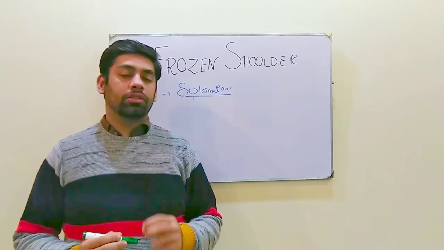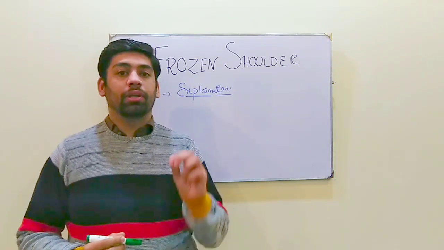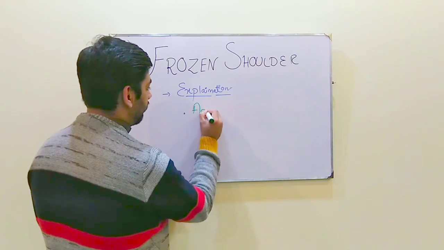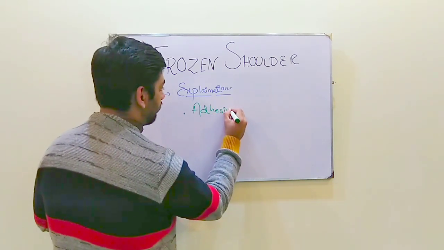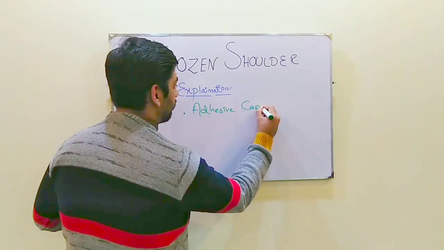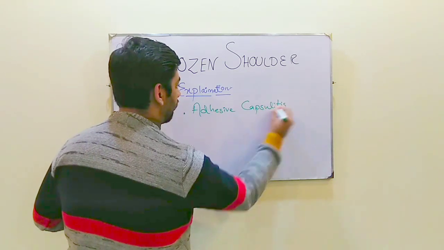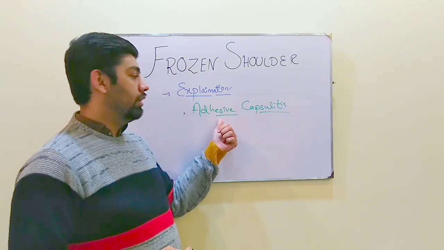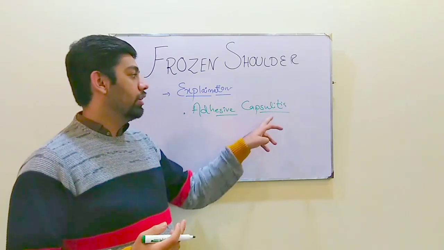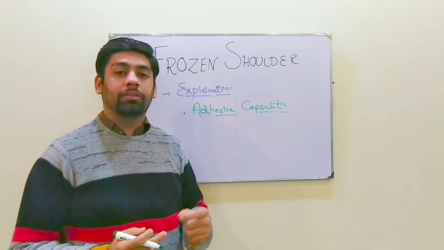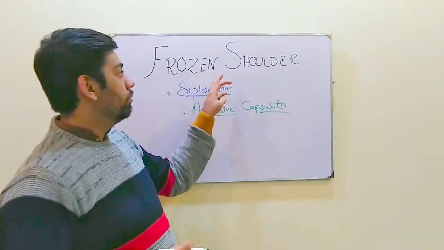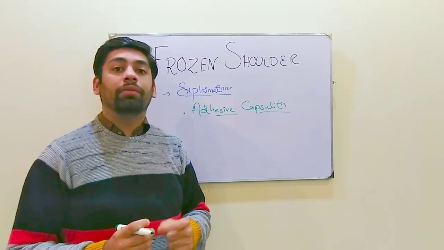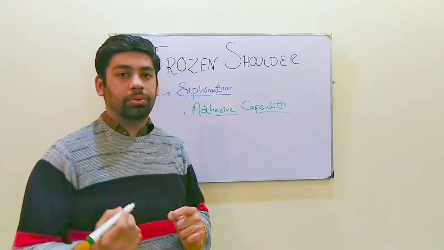The frozen shoulder is also termed as adhesive capsulitis. So the second name for frozen shoulder is adhesive capsulitis. From this term, we get to know two things. First one is the adhesion or the adhesive formation, and the second one is the capsulitis, which means the inflammation of capsule. So the primary thing which occurs in the frozen shoulder is that there is the formation of adhesions in the capsule of the shoulder joint.